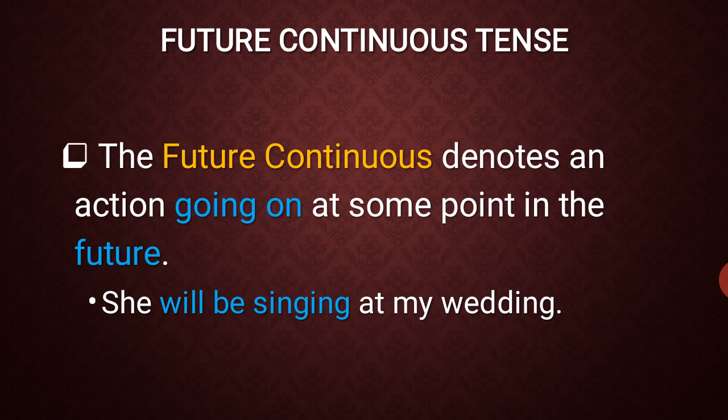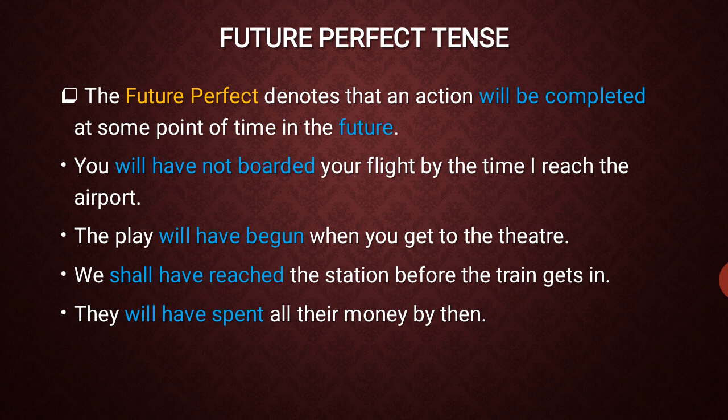Future continuous tense. The future continuous tense denotes an action going on at some point in the future. She will be singing at my wedding. So that is the future thing. She will come and sing that song. It shows future thing.